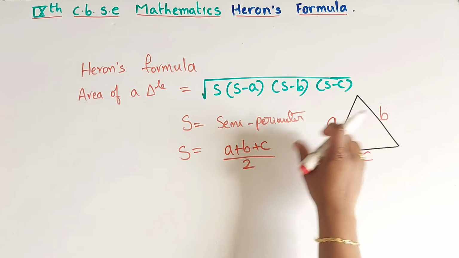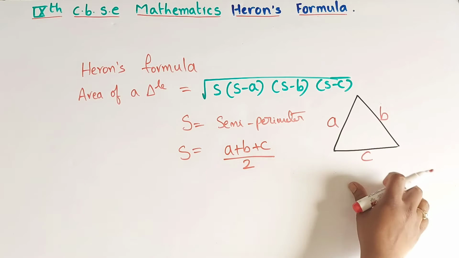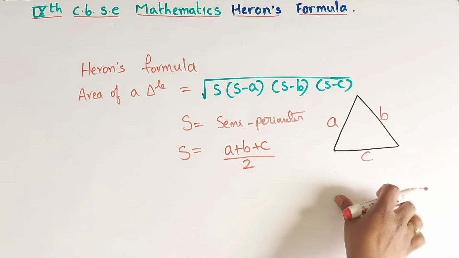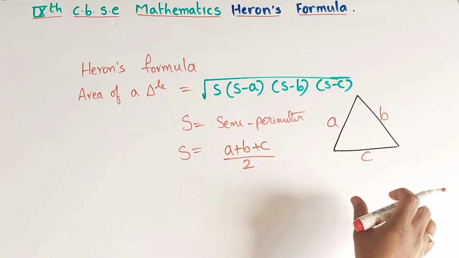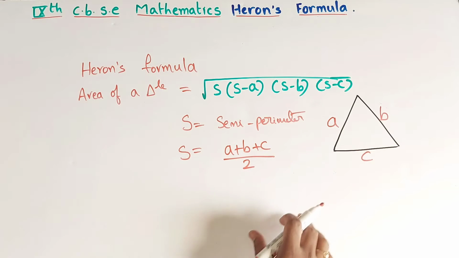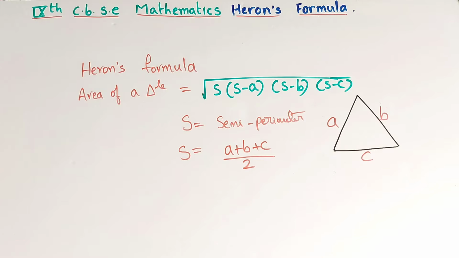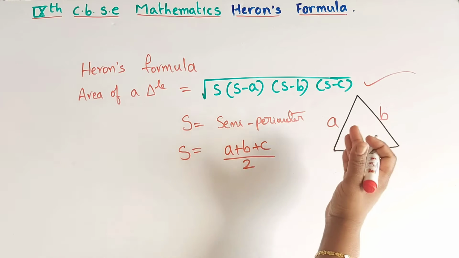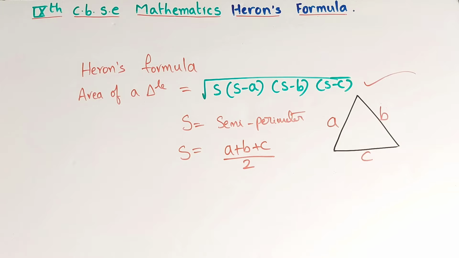If you know the sides of a triangle, you can find out any triangle area. Not only triangles area children, we can find out square, rectangle, trapezium areas also by using Heron's formula. So this is called Heron's formula also. Right?